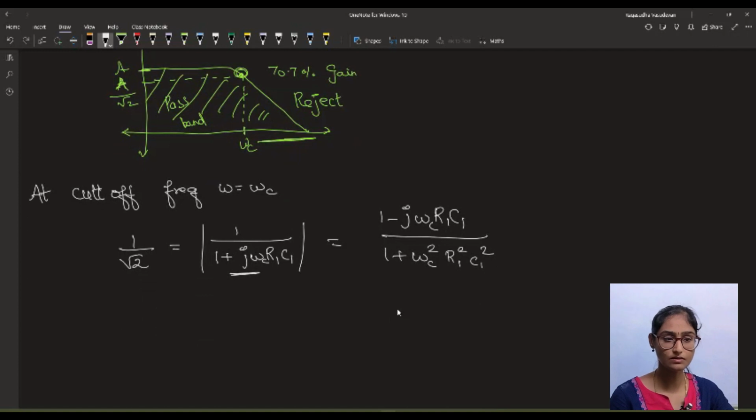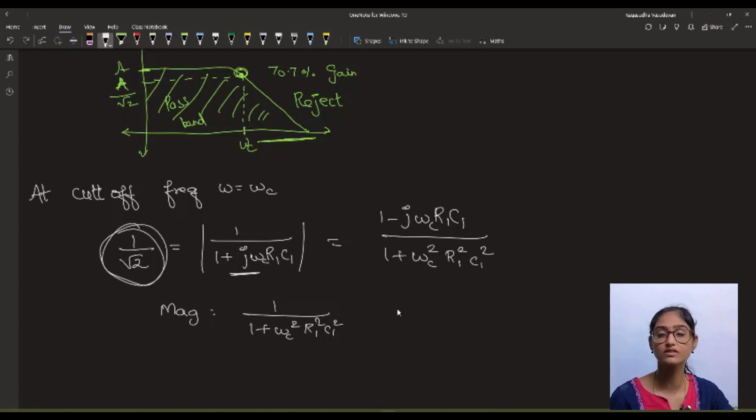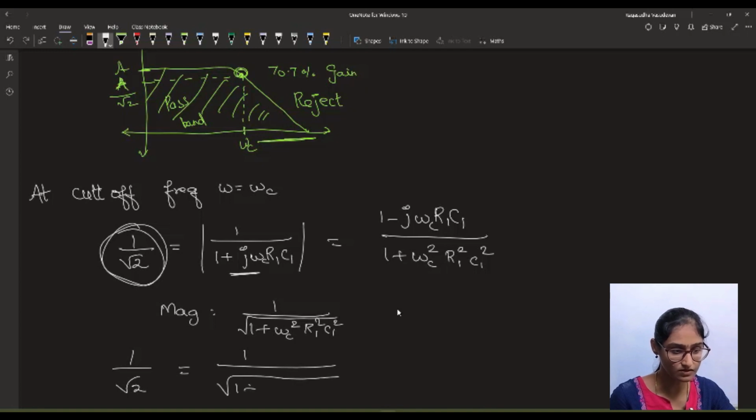Okay, so what is the magnitude of it? The magnitude will be 1 divided by 1 plus omega c square r1 square c1 square. We are interested in it because we are talking only about the gain's magnitude, which is 1 by root 2 times the original magnitude. So 1 divided by root 2 will be the square root of this: 1 divided by the square root of 1 plus omega c square r1 square c1 square.